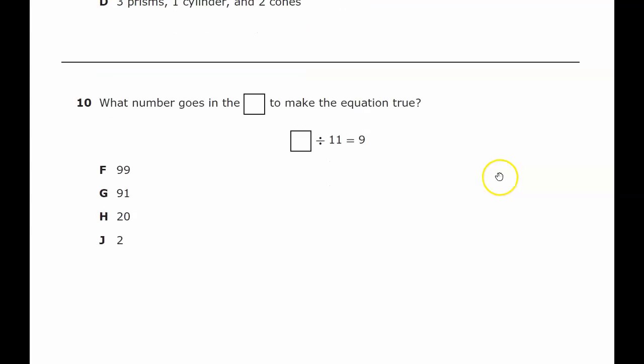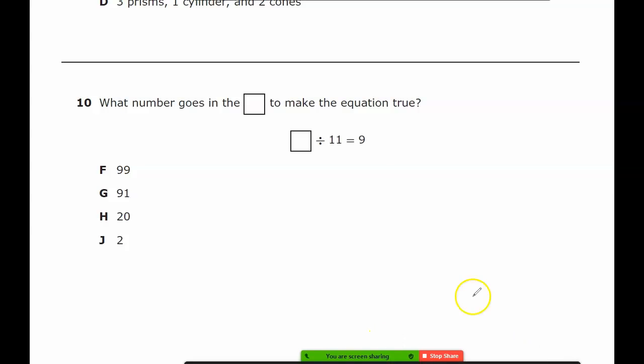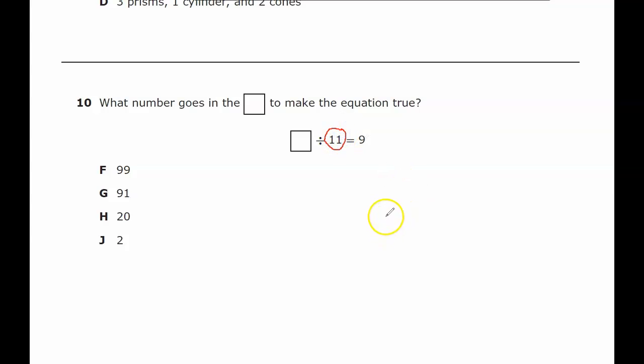Okay, last question. What number goes in the box to make the equation true? Okay, so I want you to think about your 11s. Whenever you have a number missing, remember you always want to take those two numbers and do the opposite. So what is the opposite of division? The opposite of division is multiplication.